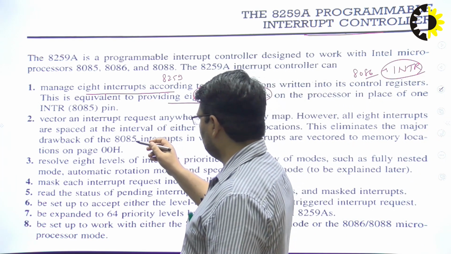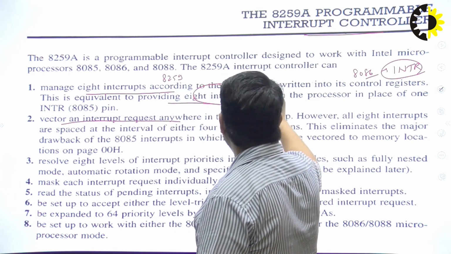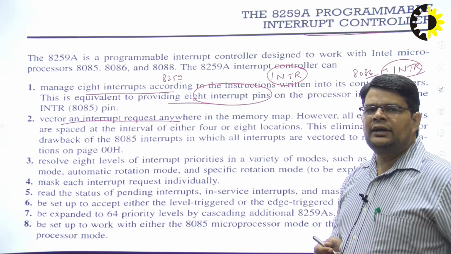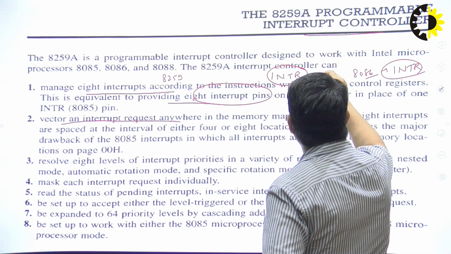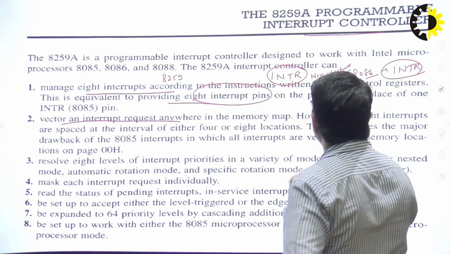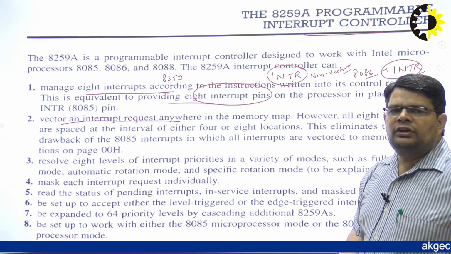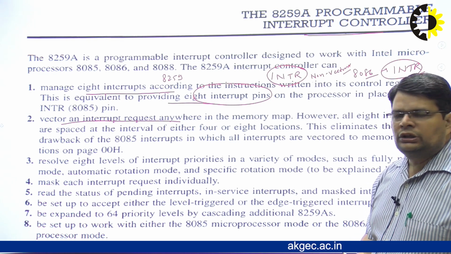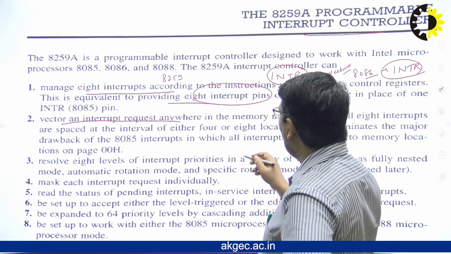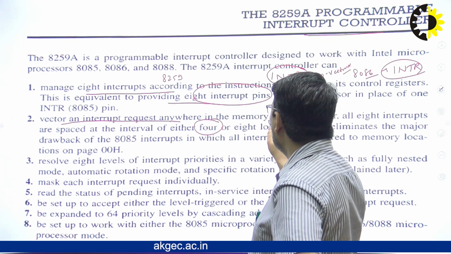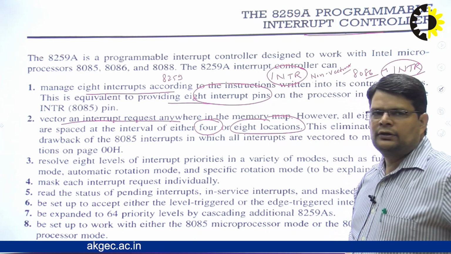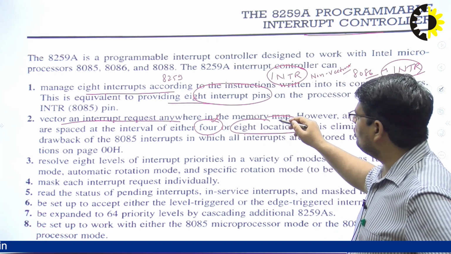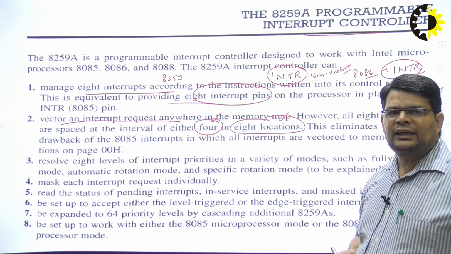In the previous slide, we have also discussed that this INTR interrupt is a maskable interrupt and is also a non-vectored interrupt. So the vector address for these interrupt requests is also generated with the help of this 8259. So in the vector address, we can have a choice of having a gap of 4 locations or 8 locations between the ISR addresses. So in the CWR, whether we want a gap of 4 memory locations or 8 locations between the ISR addresses, that can be selected.